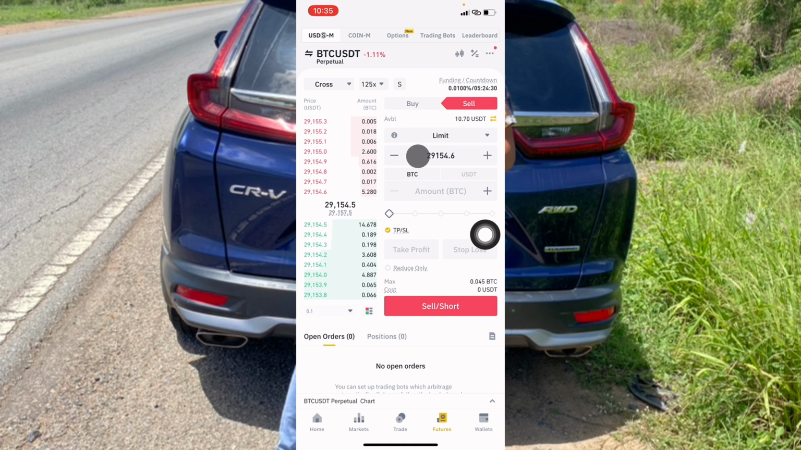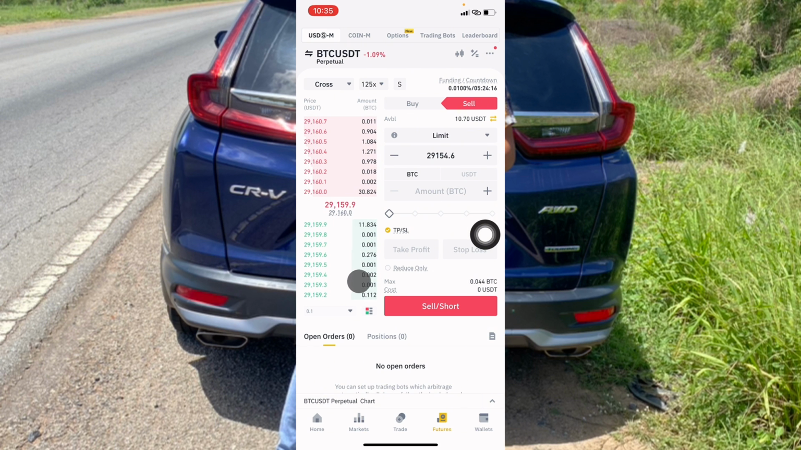The place that I am right now is called the order book, where the numbers are at the left hand side. The red ones are those who are currently selling Bitcoin. Then we have the green ones, who are currently buying Bitcoin.